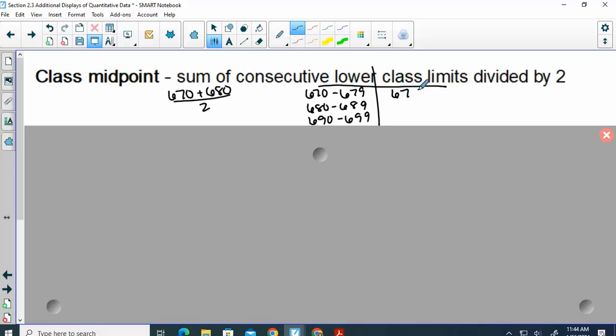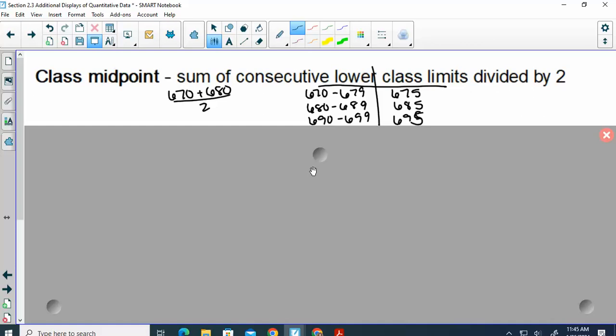And once you have the first midpoint, it's actually pretty easy to get the rest. What was the class width on this? The distance from one class to the next? 10. So once you have the first midpoint, you just keep adding 10 to get every other midpoint. So you don't have to calculate all of them. You just find one and add your class width to get the others.